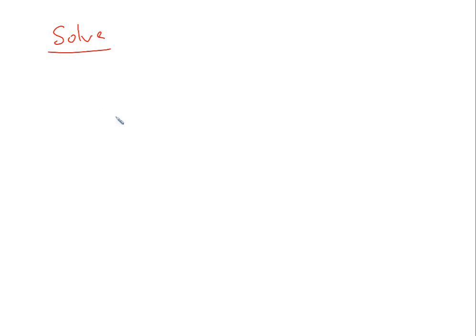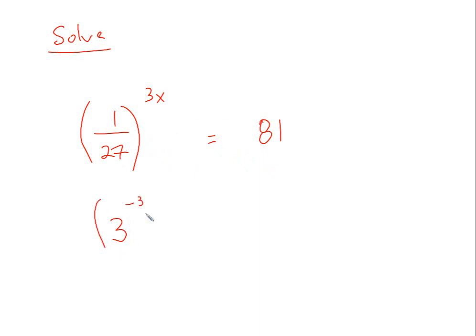We have 1 over 27 to the 3x power is equal to 81. Looking at these values, I know I'm going to be able to get 3 as a base. If I can get the same base, that's what I'm going to try to do. So 1 over 27, I know that's 3 to the negative third. Then you have 3x here. 81 is 3 to the fourth. Following exponent rules, we would get 3 to the negative 9x is equal to 3 to the fourth.